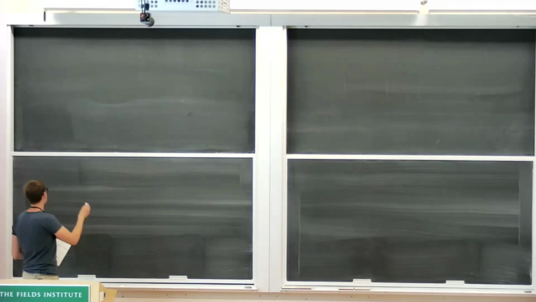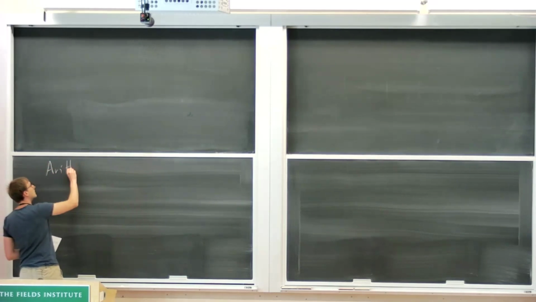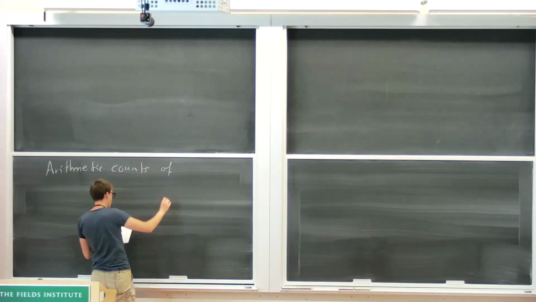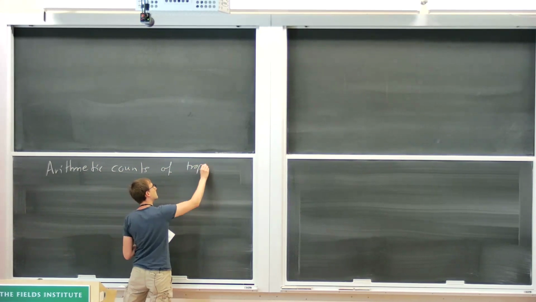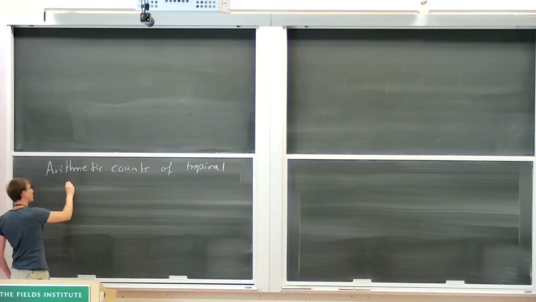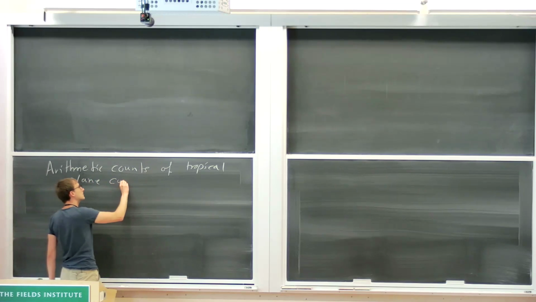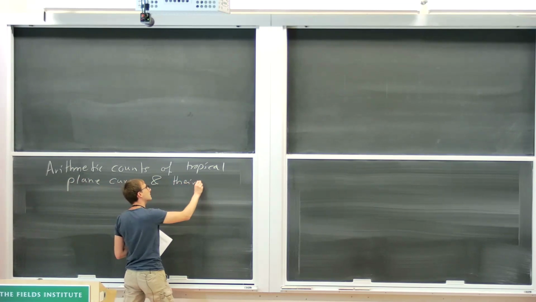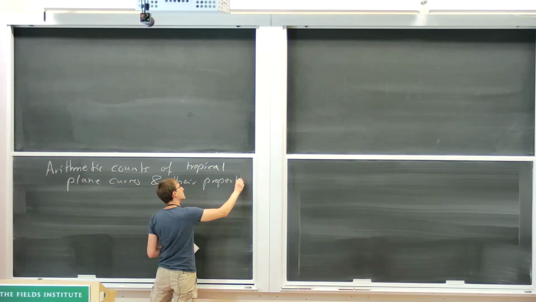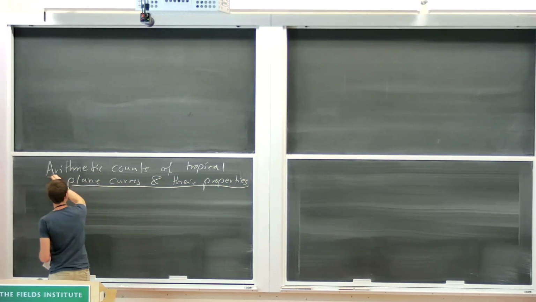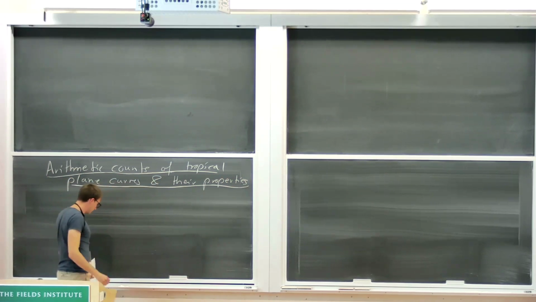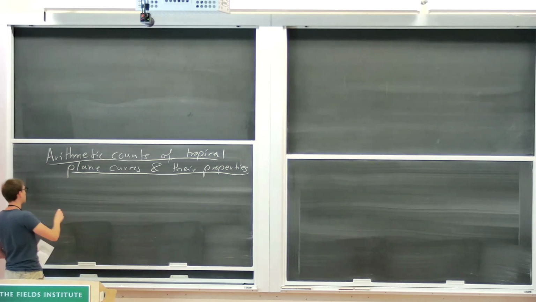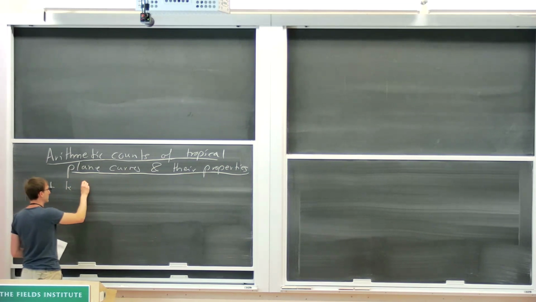So I would like to talk about something which I call arithmetic counts of tropical plane curves and their properties. This is a story in enumerative geometry. Okay, so let me start by saying, let K be a field.